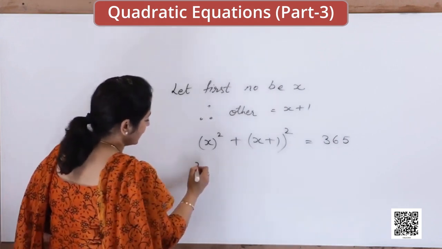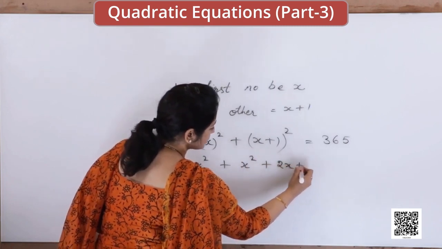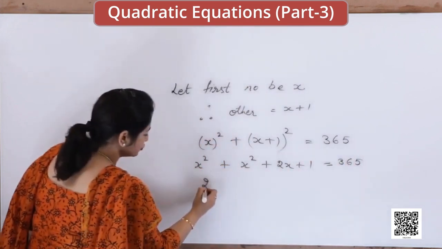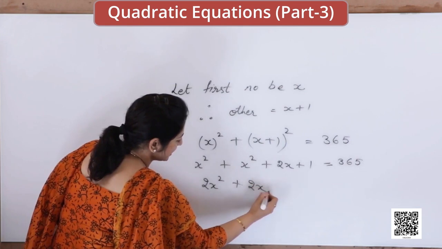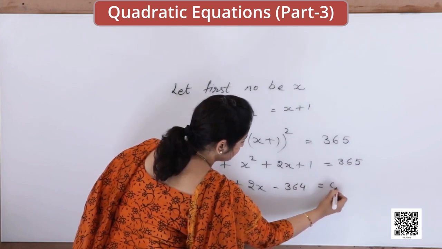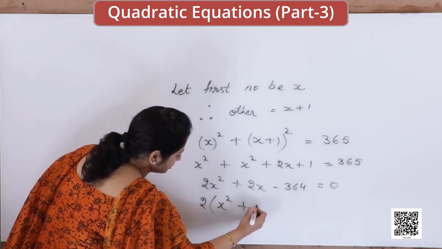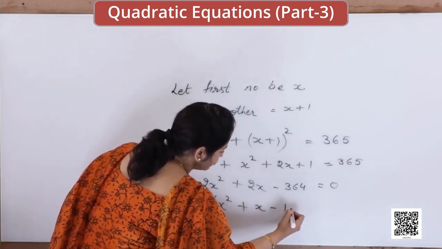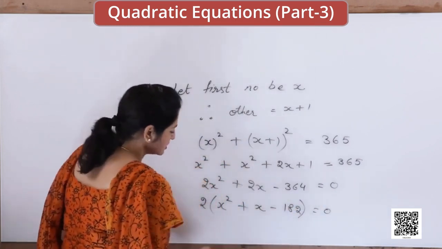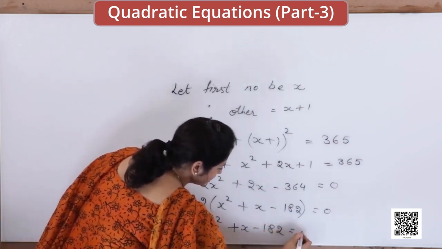We can solve it. x square plus, opening this bracket, we will get x square plus 2x plus 1 square, that is again 1, is equal to 365. Now we have 2x square plus 2x plus 1 minus 365, that will give us 364 equals to 0. Now we can take 2 as common. We will have x square plus x minus 182 equals to 0. This 2 will go that side and become 0 only. So we will have x square plus x minus 182 equals to 0.